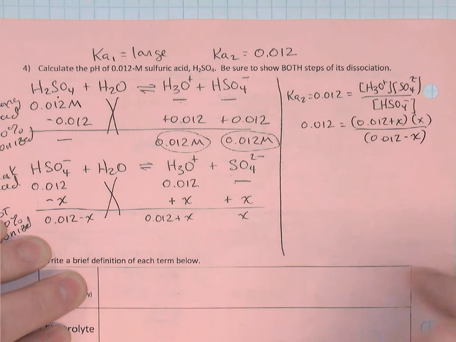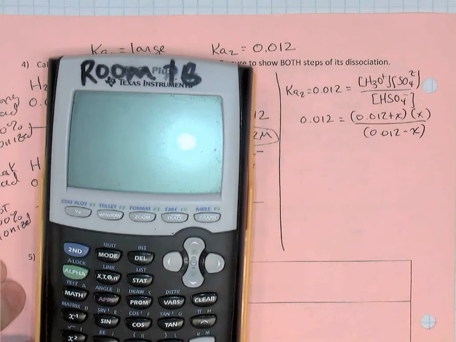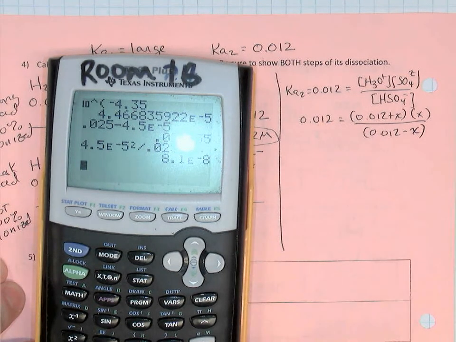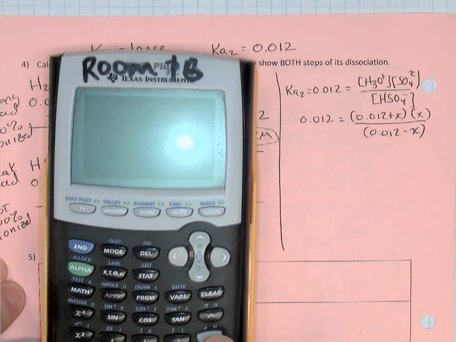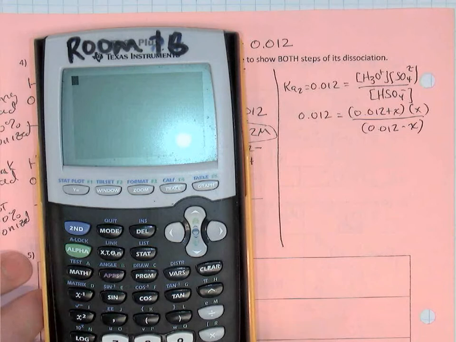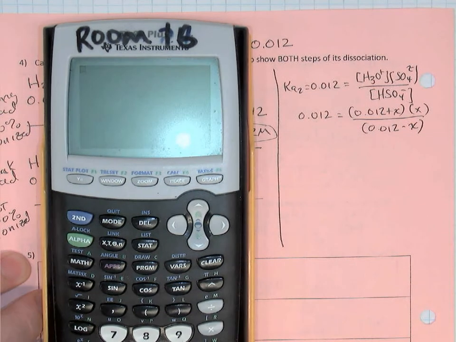Now I'm going to use the solver on my graphing calculator to solve this equation, because this concentration of acid, 0.012 molar, is so low that the assumption method fails with this example. So we're going to have to use the solver on a calculator to do this. On a test, I would not give you a question where the assumption method, the approximation method, doesn't work.